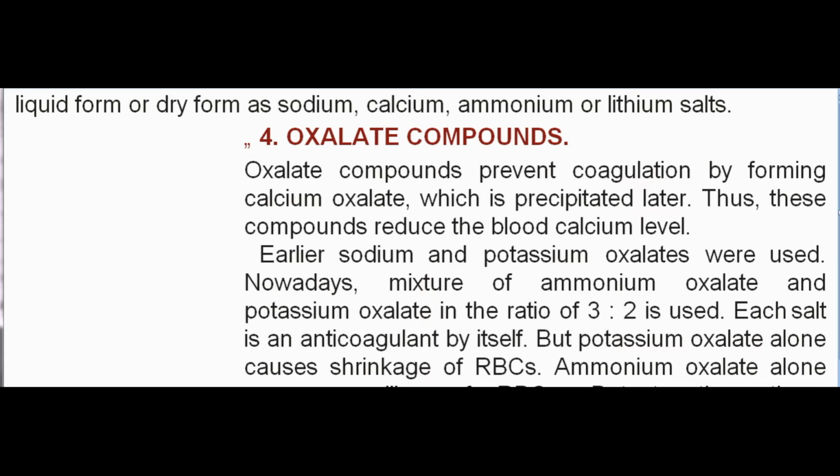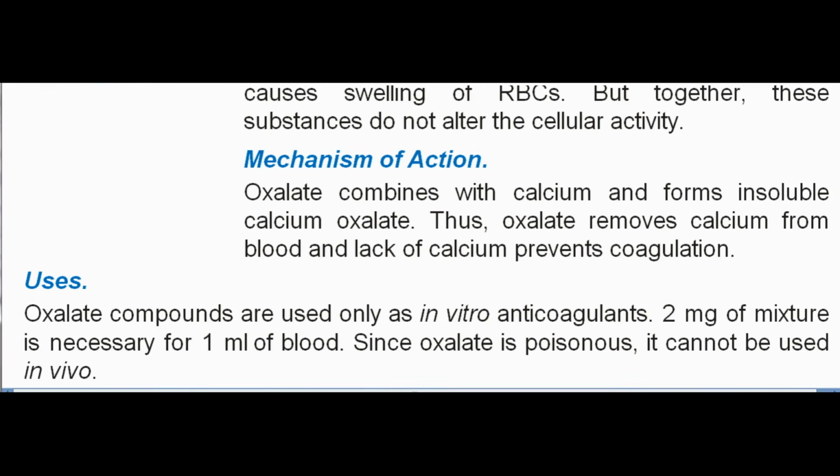2. Oxalate compounds. Oxalate compounds prevent coagulation by forming calcium oxalate, which is precipitated later. Thus, these compounds reduce the blood calcium level. Earlier sodium and potassium oxalates were used. Nowadays, mixture of ammonium oxalate and potassium oxalate in the ratio of 3:2 is used. Each salt is an anticoagulant by itself. But potassium oxalate alone causes shrinkage of RBCs, ammonium oxalate alone causes swelling of RBCs. But together, these substances do not alter the cellular activity.